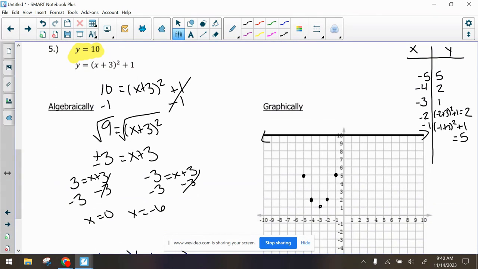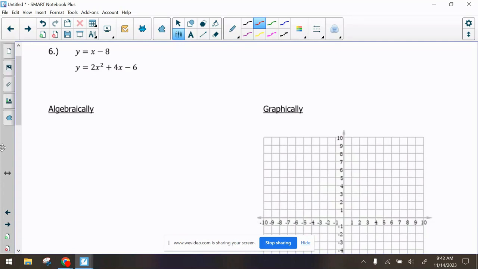So I'm going to add 2 spots to my table. I'm going to go 1 more on either side and then plug it in to find where they intersect. So I'm going to pick 0. So 0 plus 3 squared plus 1. 0 plus 3 is 3. Squared is 9. Plus 1 gives me 10. So now I can see exactly where they intersect. And that proves what we already found algebraically. So 2 solutions at -6, 10 and 0, 10.